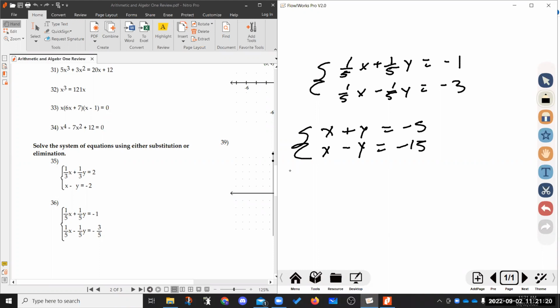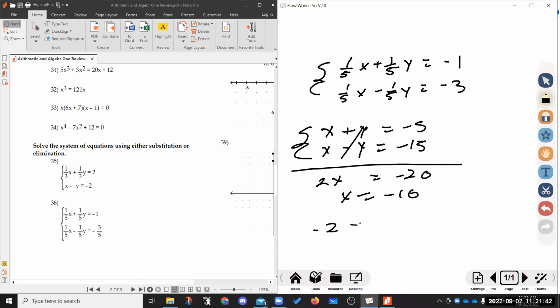So we're going to use addition elimination again to say 2x is equal to -20. x is equal to -10. I don't care which one I use. Let's use the first one, that when I stick -10 in, I get -2 plus 1/5 y is equal to -1. So 1/5 y is equal to 1, y is equal to 5.